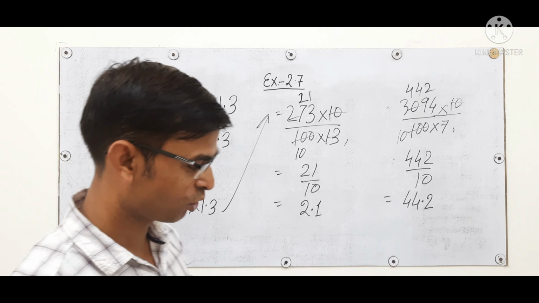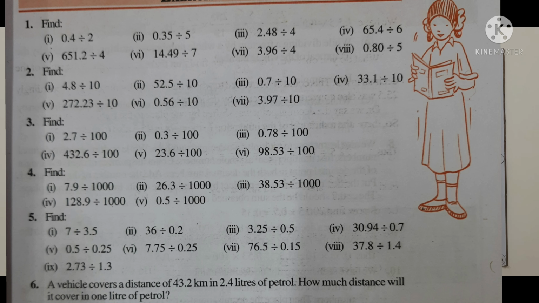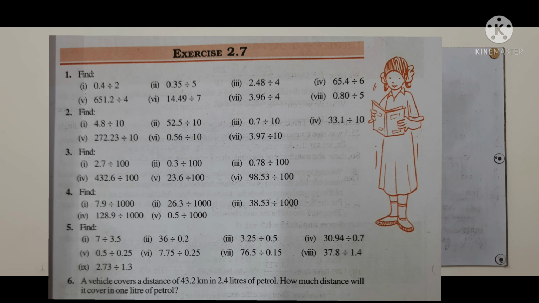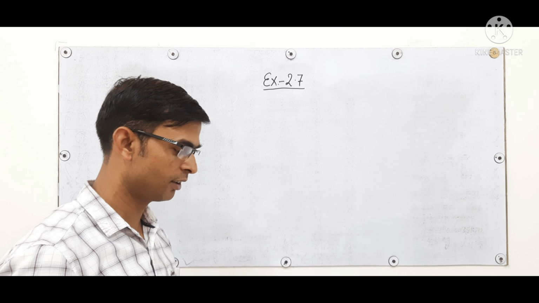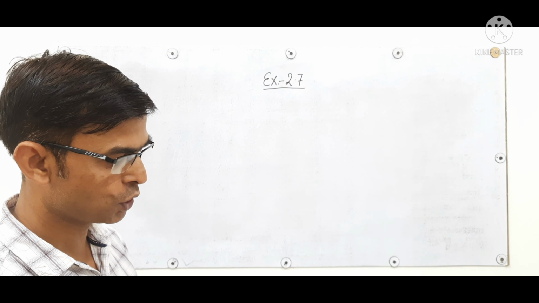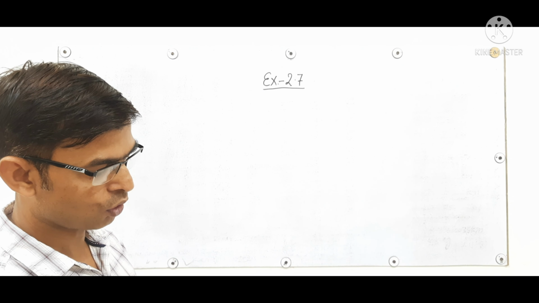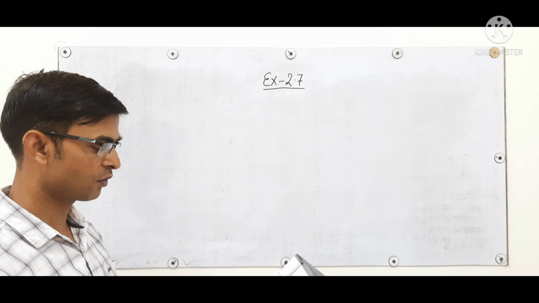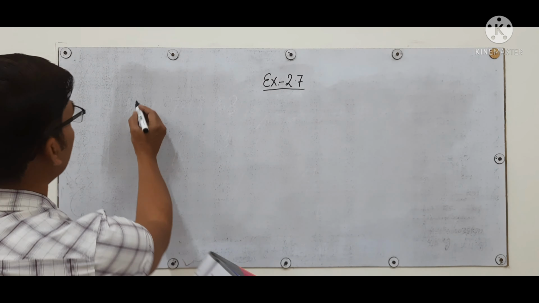Okay, now I am going to solve question number 6, and question number 6 is now on your screen, so please first of all read it carefully. It is just a problem type of question. So let's see how we will solve. Question number 6: a vehicle covers a distance of 43.2 km in 2.4 liters of petrol. So how much distance will it cover in 1 liter of petrol? That is, we have to find its distance. So let's see how it will be solved.